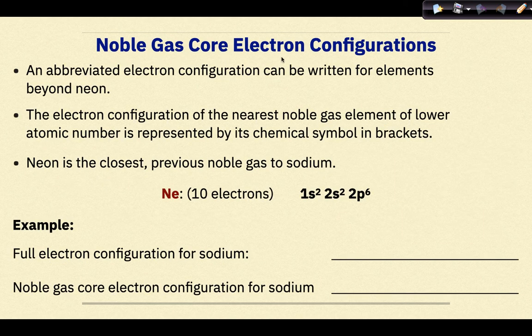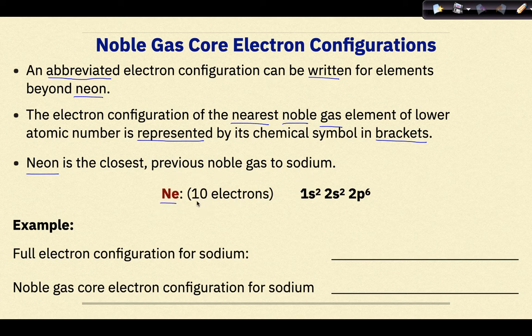Noble gas core electron configurations. An abbreviated electron configuration can be written for elements beyond neon. The electron configuration of the nearest noble gas element of lower atomic number is represented by its chemical symbol in brackets. Neon is the closest previous noble gas to sodium.